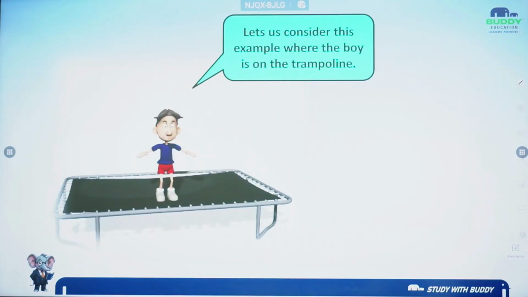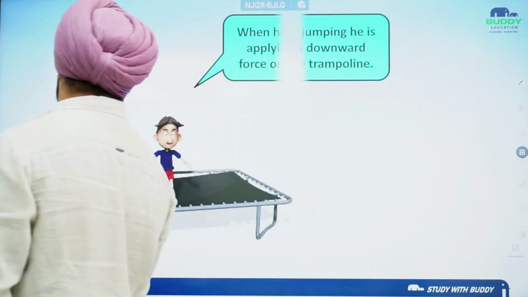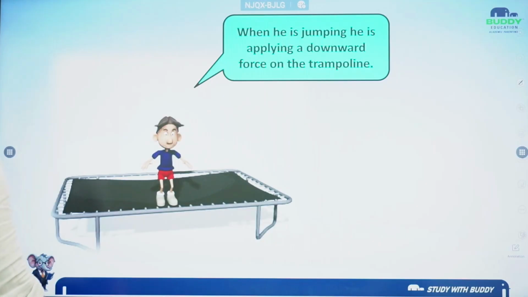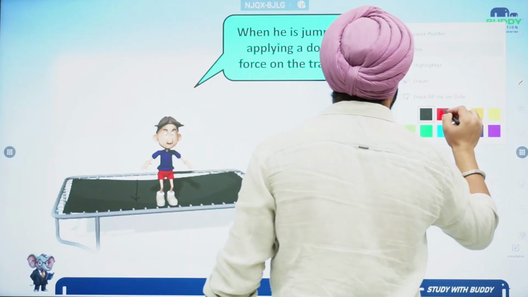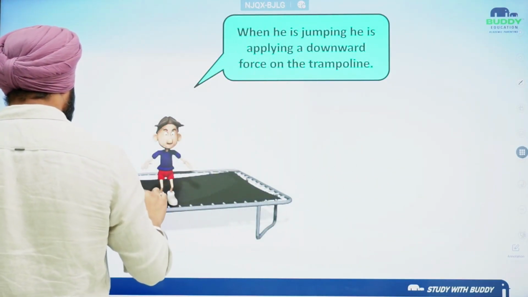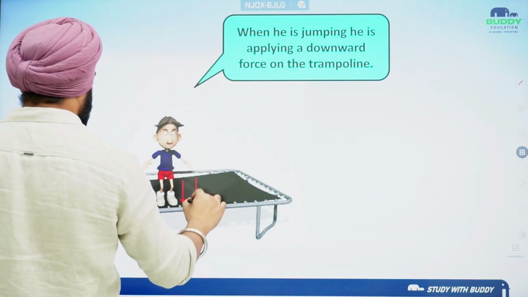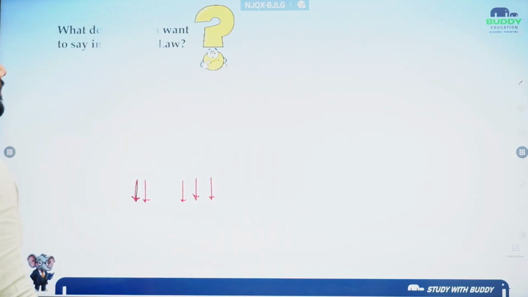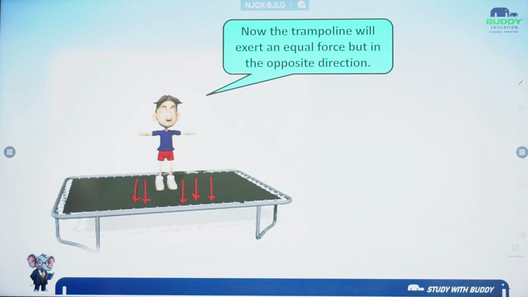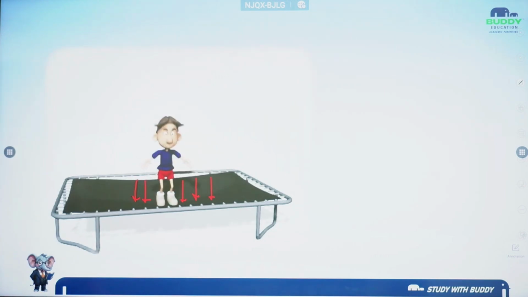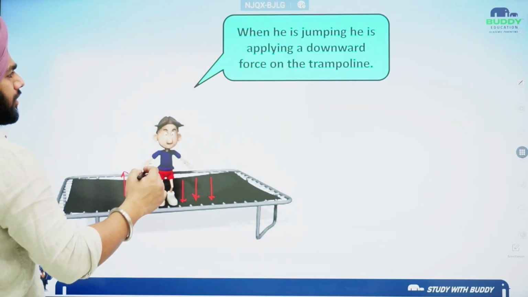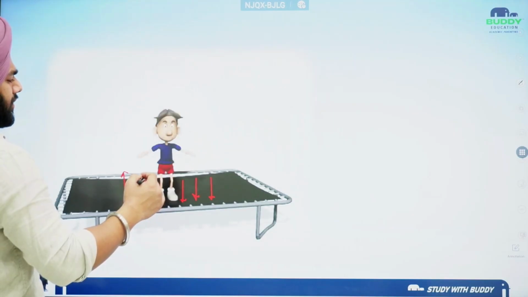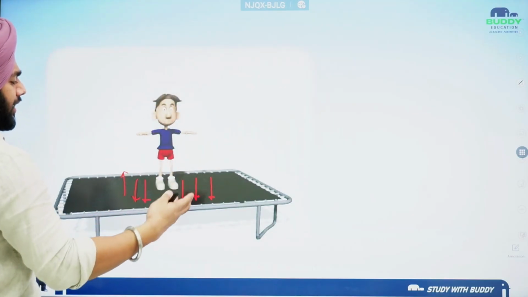Let us consider this example of a boy jumping on a trampoline. When he is jumping, he is applying a downward force. If you take a close look, he is applying a downward force on the trampoline, right? But the trampoline is exerting an upward force. So again, just take a look at this. This is what is happening here.